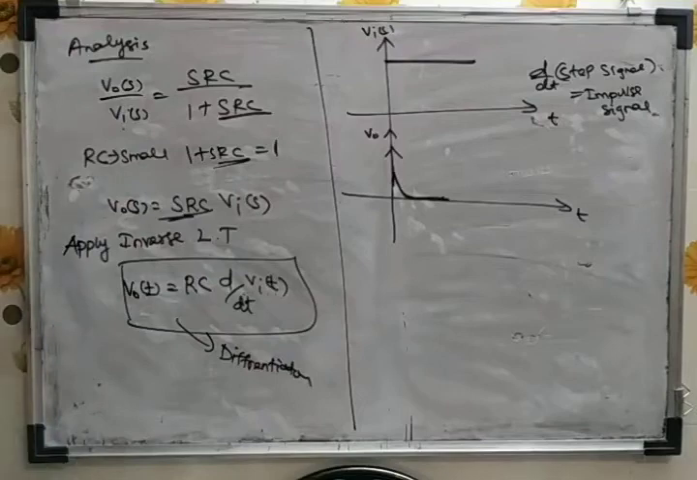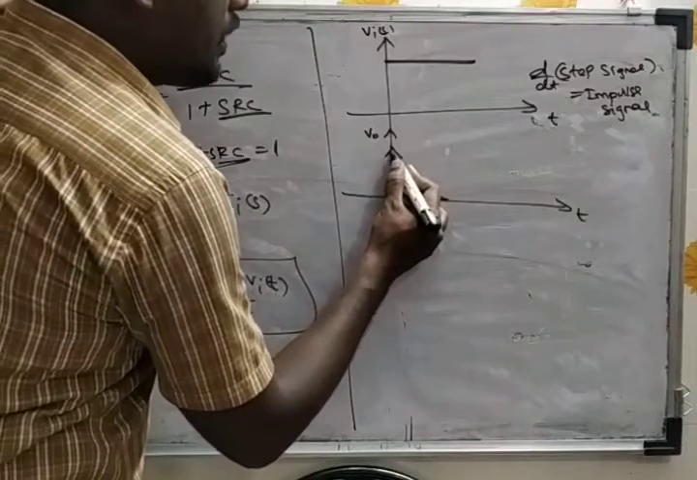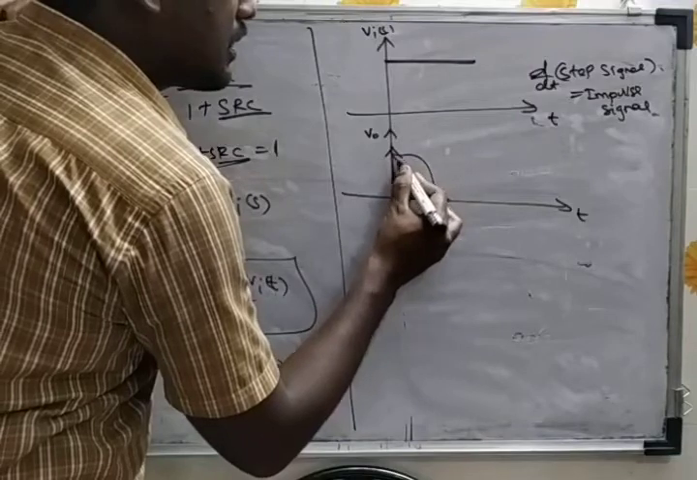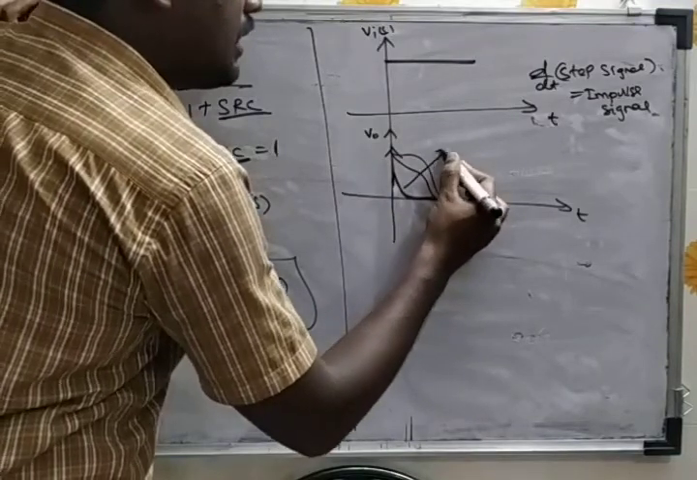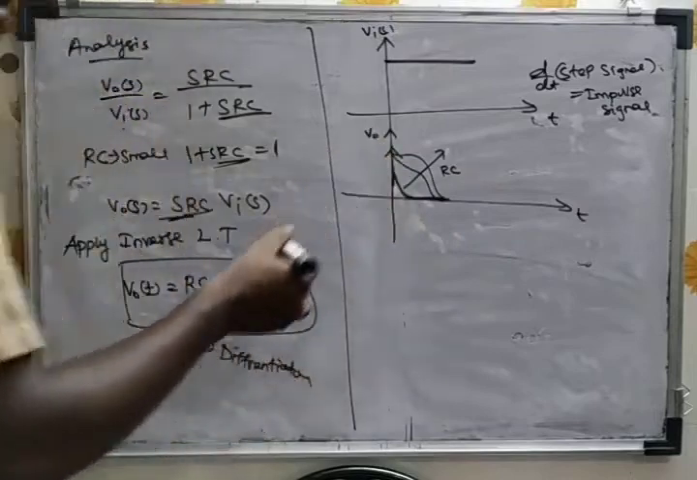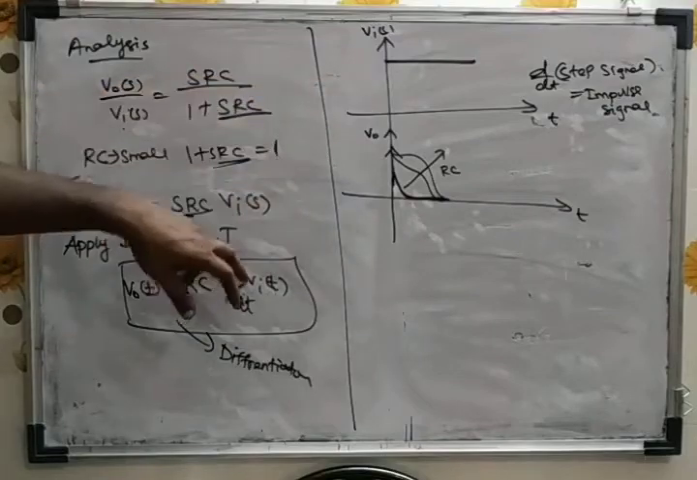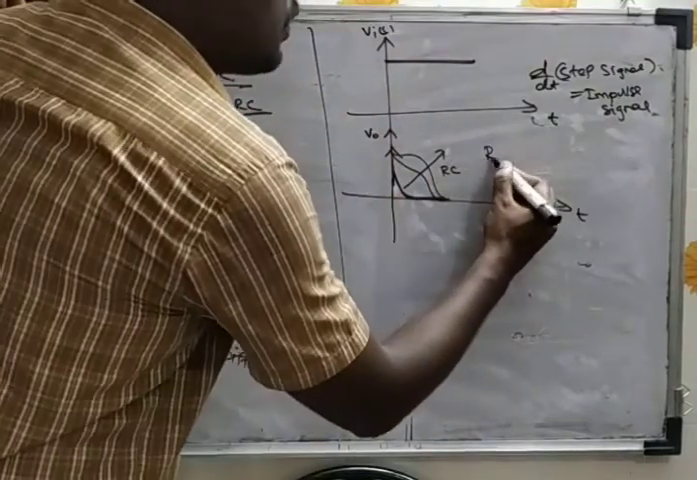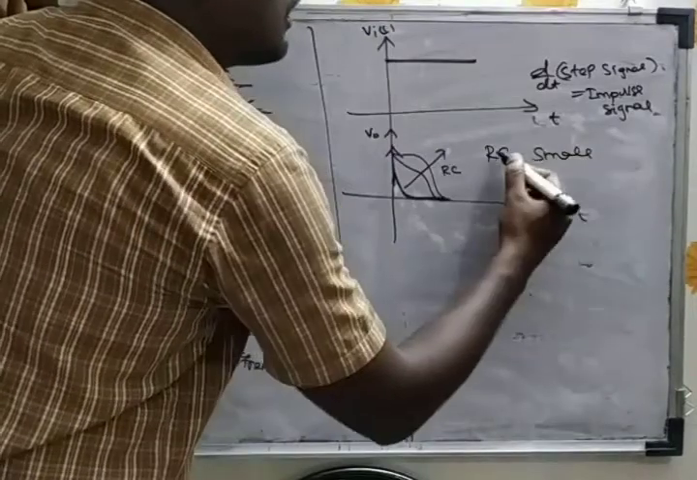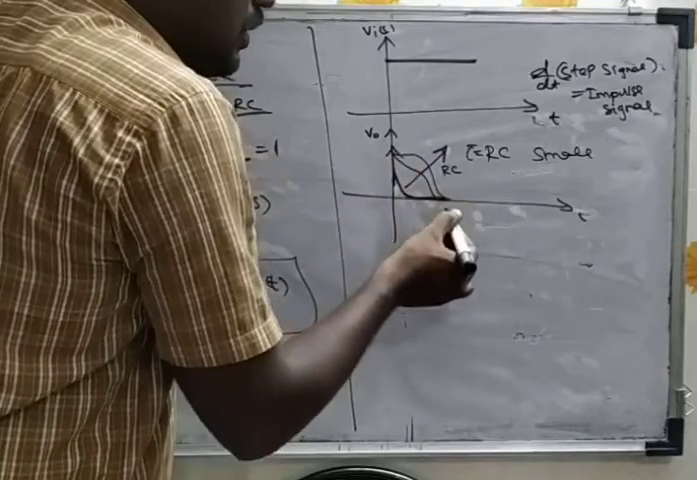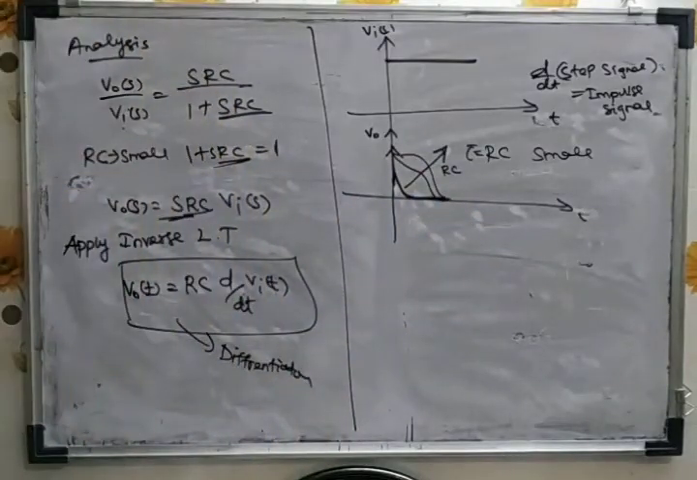If you use a very high RC value, you have a discharging time like this. So when you increase the RC value, the discharging time also increases. So for a differentiator, you have to select a very small RC value, tau equal to RC very small. If you increase RC, the discharging time also increases, and the circuit will not work as a differentiator circuit.